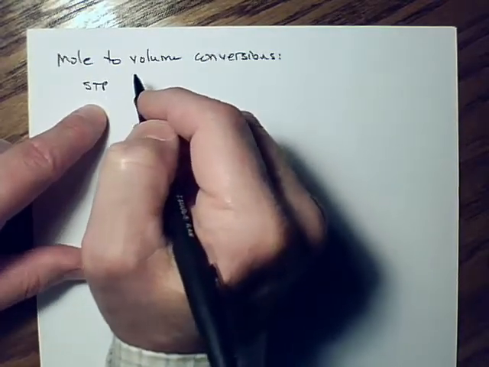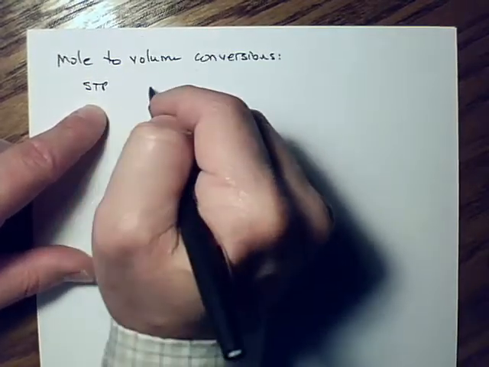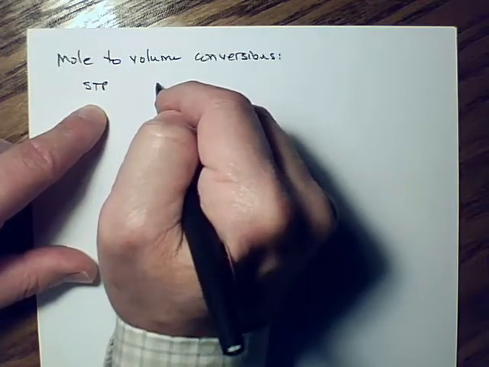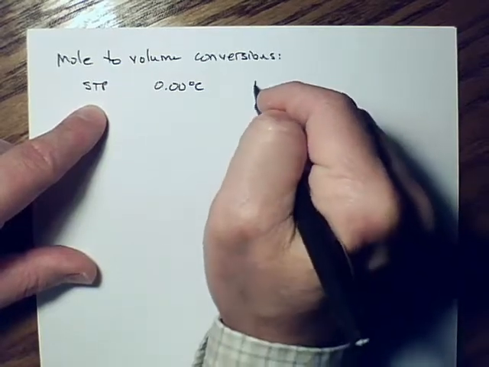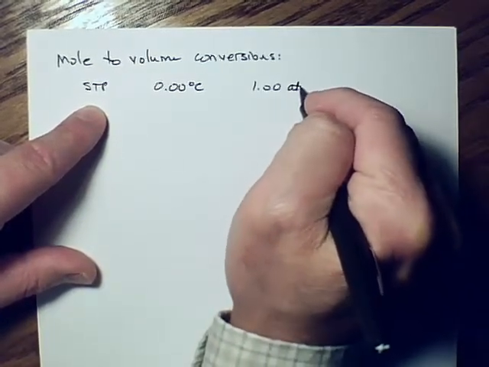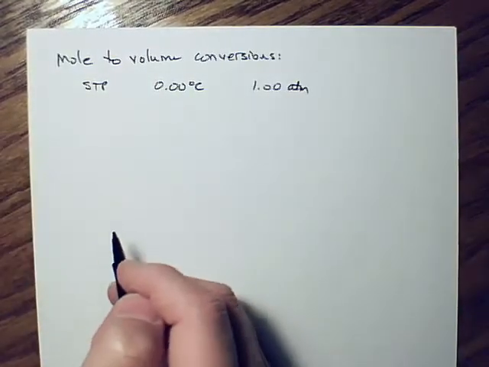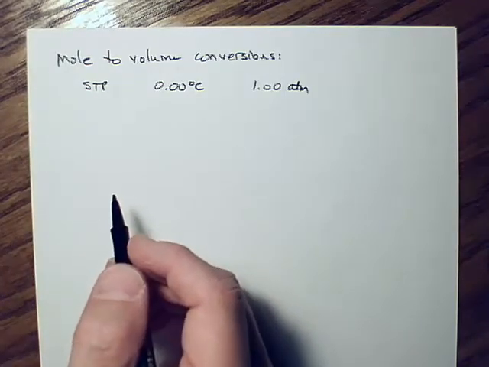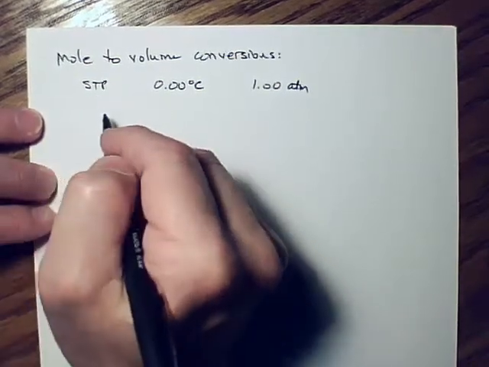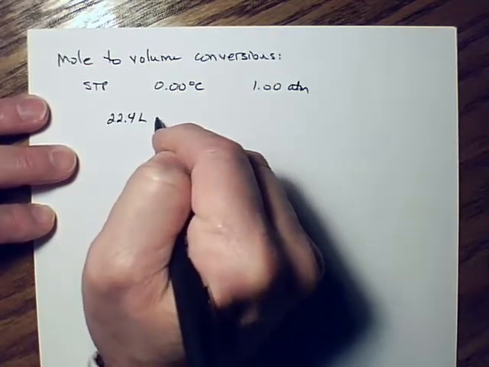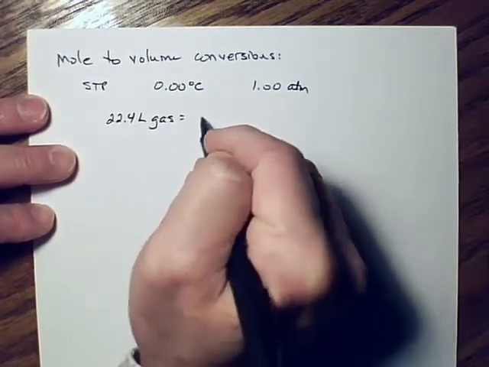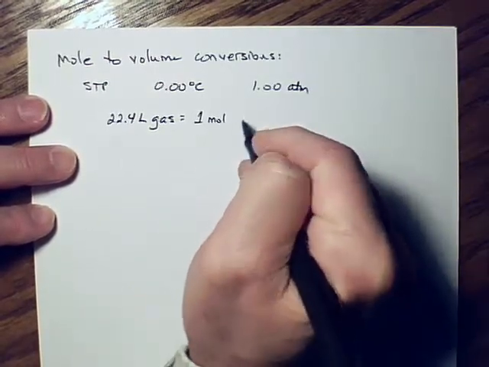Okay. So, STP, standard temperature and pressure. And we'll get into standard temperature and pressure more in the next unit. But standard temperature is 0 degrees C. Standard pressure is 1 atmosphere. So basically a freezing day at the beach. Okay? All right. And at standard temperature and pressure, 22.4 liters of any gas is equal to 1 mole of a gas.